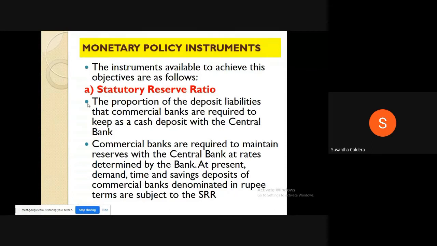If you have excess liquidity, they will increase the statutory deposit reserves, and then the central bank will try to attract money, so that the money supply in the country will be limited. Right? Very good.